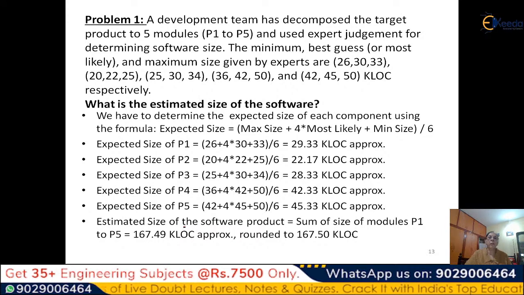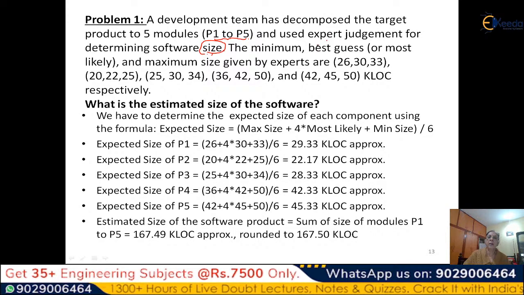So let's look at some problems. Let's say a development team has decomposed the target product into 5 modules, P1 to P5. They have already used the WBS and have got 5 modules, which are at the leaves of the tree. They are now using expert judgment for determining software size. First we will look at the software size, and for determining the size they are going to experts.